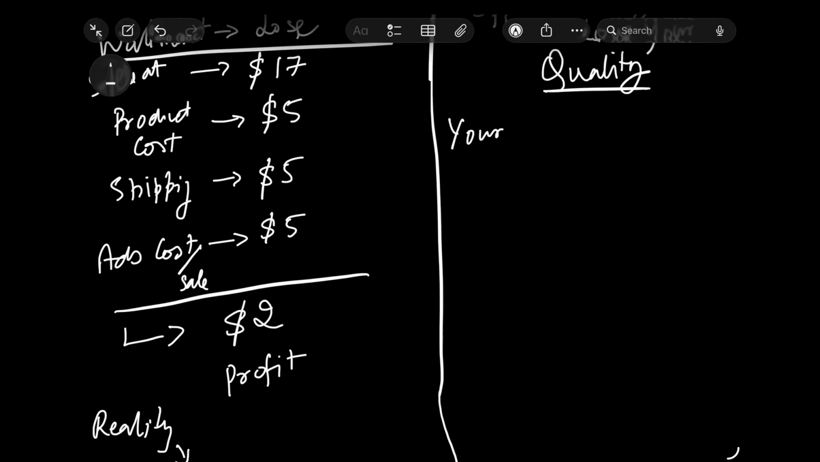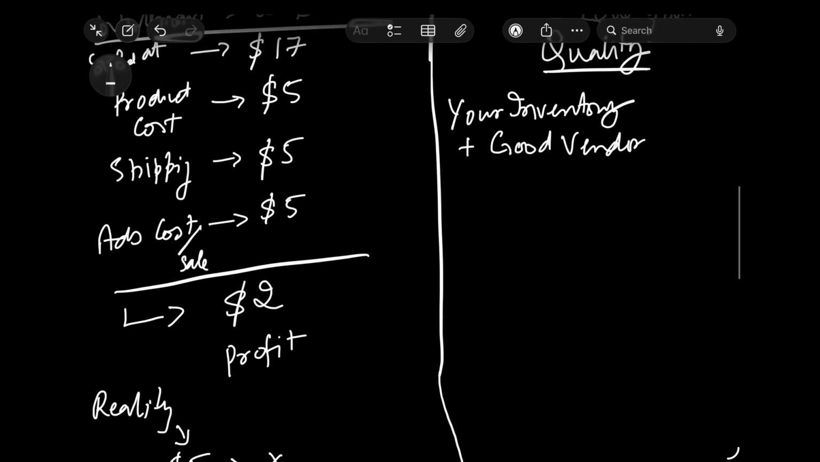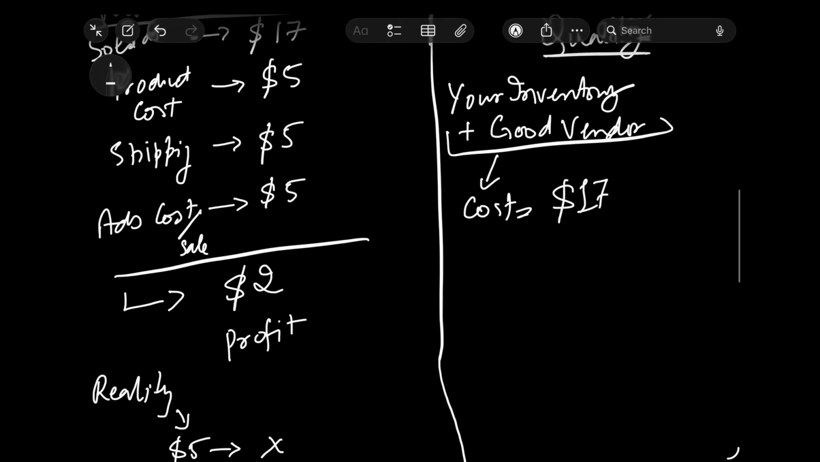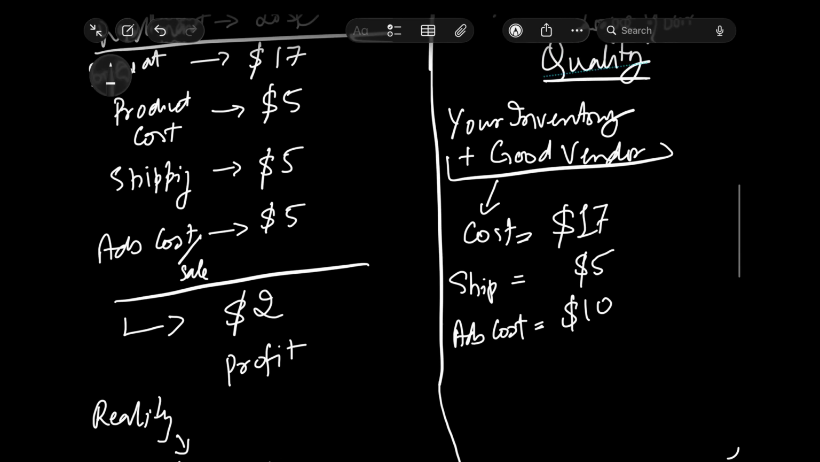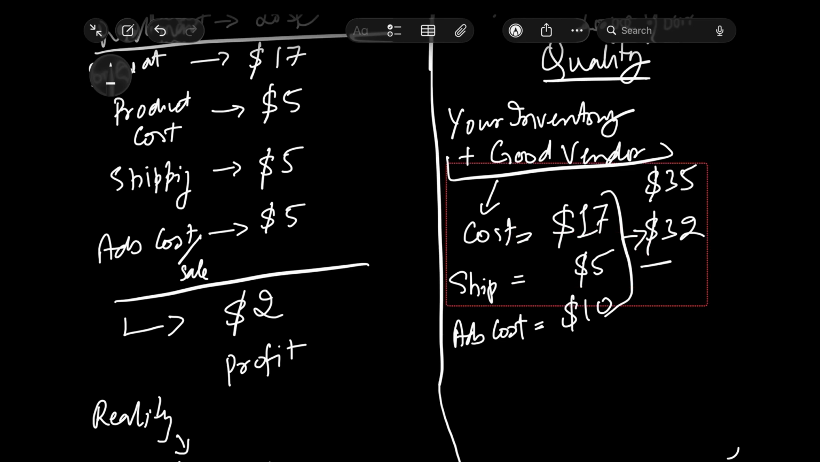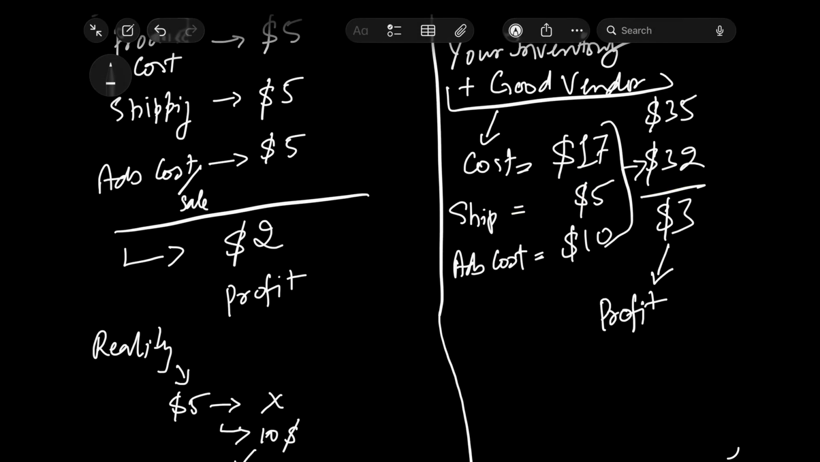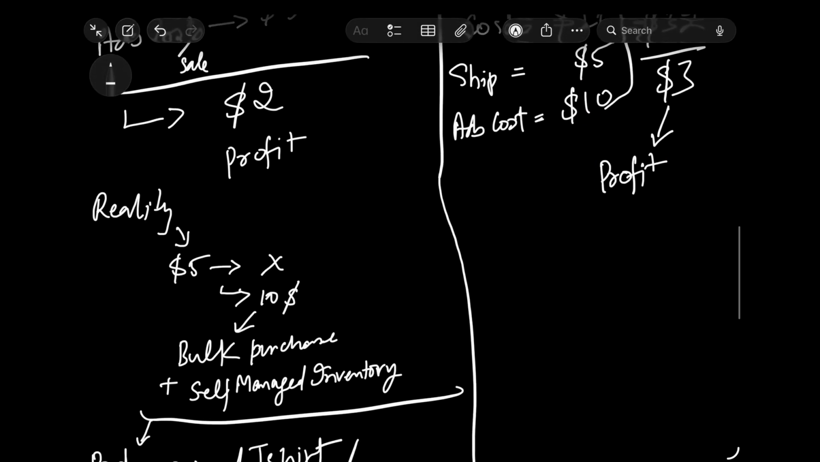Let's say you self-manage the inventory and you got the t-shirts from a reputable vendor. In that case, your final packaged and printed t-shirt, let's say, costs about $17. Shipping and marketing costs being $5 and $10 respectively makes your total cost about $32. Which means if you are selling a t-shirt for $35, that would leave you with $3 in profit. Sounds great, right? So here comes another problem.